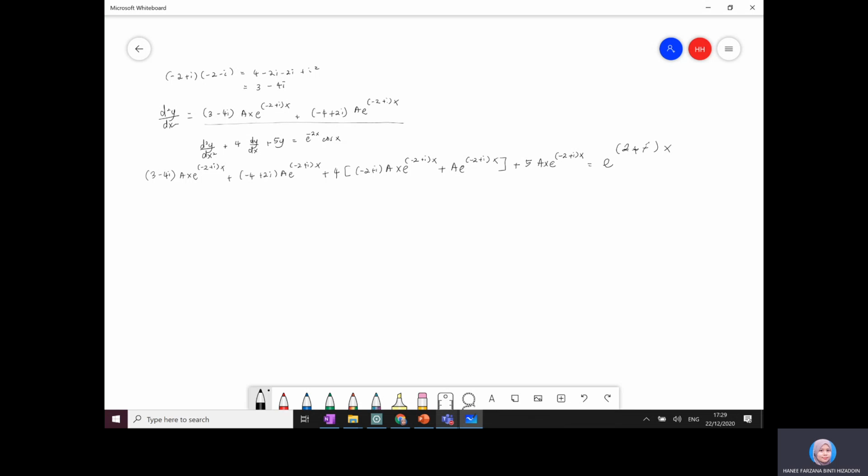I hope you do. And then, well, next is you want to compare the coefficients. So you collect the terms together. You want to collect a x e to the power of negative 2 plus i x. I think I'm going to have to continue in another video because my computer is sabotaging.